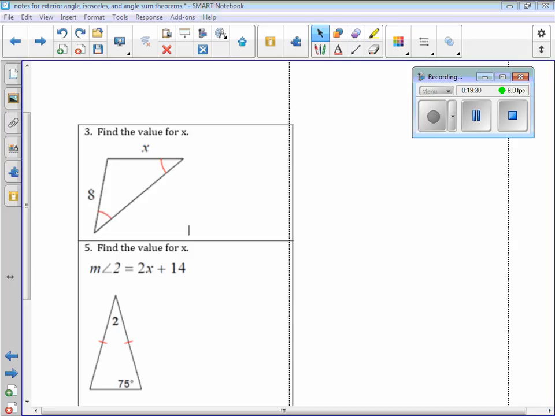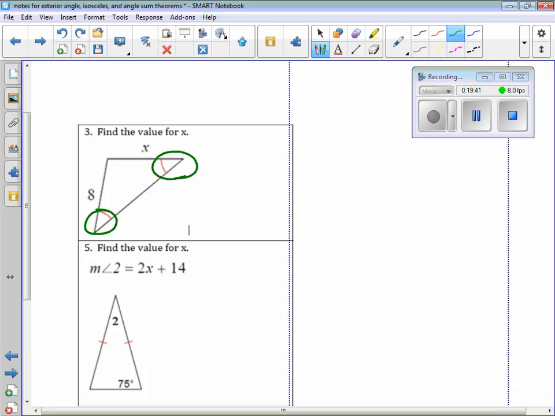So in the first question, they ask us to find the value for x. Well, all we know is that we have two congruent angles. But if we remember back to the isosceles triangle theorem, if you have two congruent angles, then the two sides opposite of those angles are also congruent. So since this side is 8, this side, which is x, is also 8. So here, x equals 8.